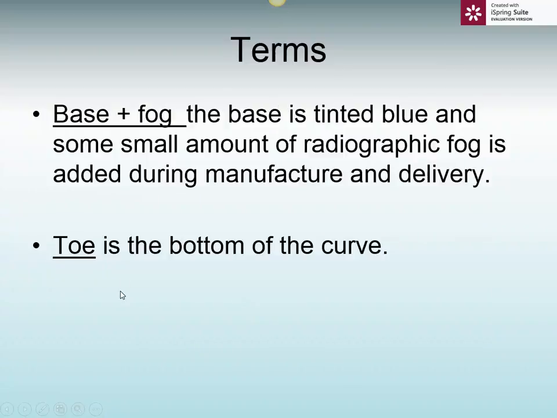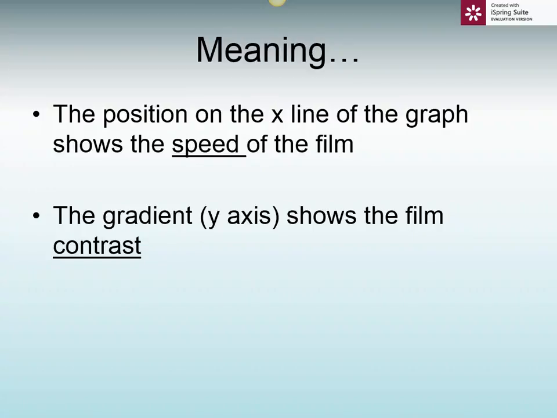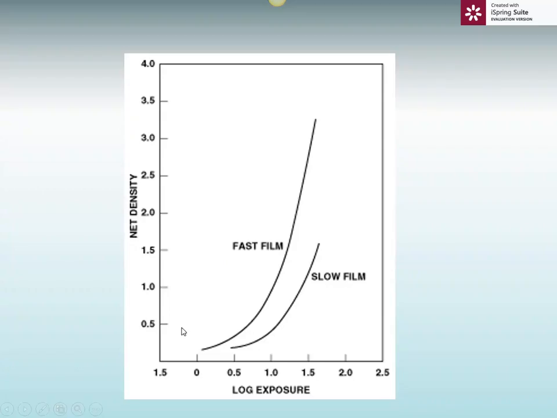So what I've done on this next one is simply describe and define these terms that we just talked about. Now, as I started to allude, the position on the x-axis shows the speed of the responsiveness in the system. The gradient, which is the slope, along the y-axis, will show you the film contrast. Let's take a look. You've got here essentially intensity versus exposure. You've got two different lines here.